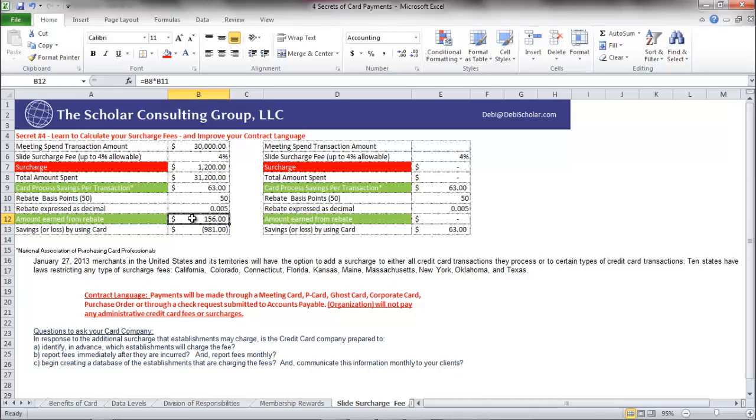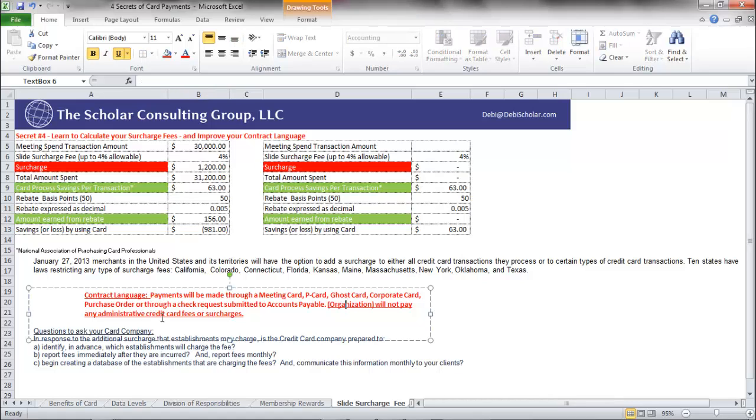One of the things that I add to my contract language is that organizations will not pay any administrative credit card fees or surcharges, and I make sure that they know this up front, and if they want my business bad enough, they may waive it. Today, we have not experienced many suppliers charging this fee, but I suspect that it could happen.